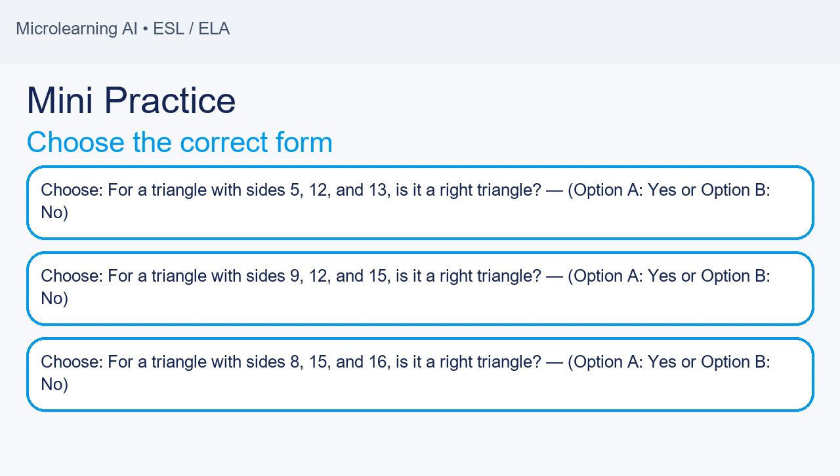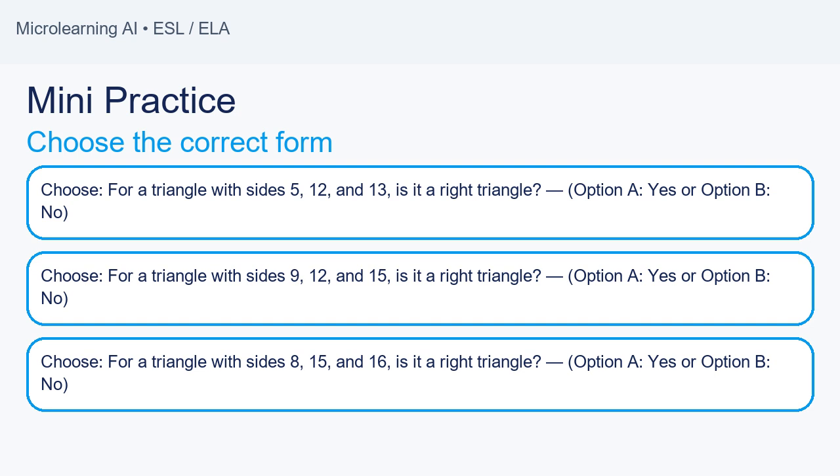Mini practice. Choose the correct form. 1. For a triangle with sides 5, 12, and 13, is it a right triangle? Option A, yes, or option B, no. Answer option A. 2. For a triangle with sides 9, 12, and 15, is it a right triangle? Option A, yes, or option B, no. Answer option B.